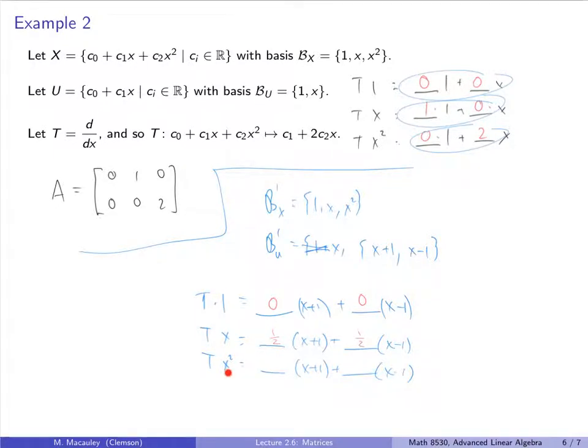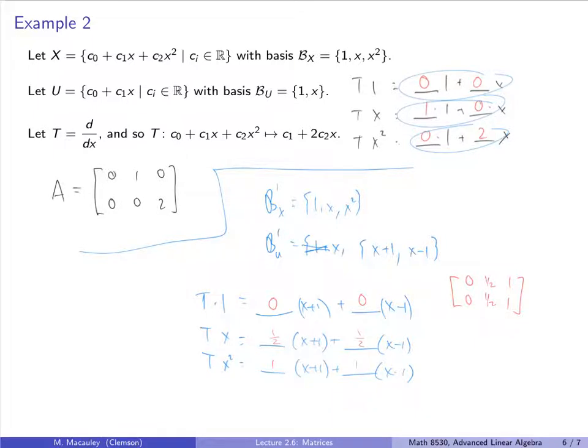And now the derivative of x squared is 2x. And how do we get 2x from here? We just add them. So we get one of these and one of these. So now the matrix with respect to this basis, again, the rows here are the columns. So 0, 0, then 1 half, 1 half, and 1, 1. If we take 1 half and 1 half, these are going to add up to x, and then here we just take 1 and 1, and we get 2. Okay, so there it is.